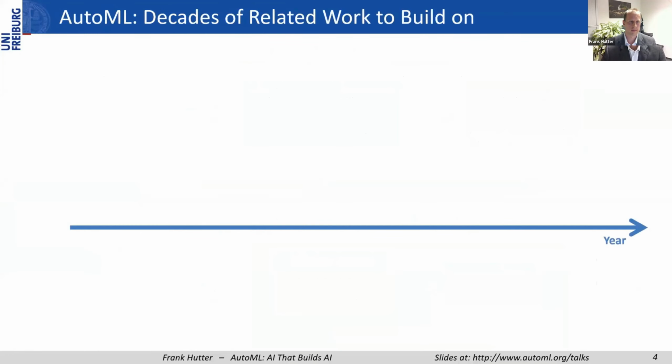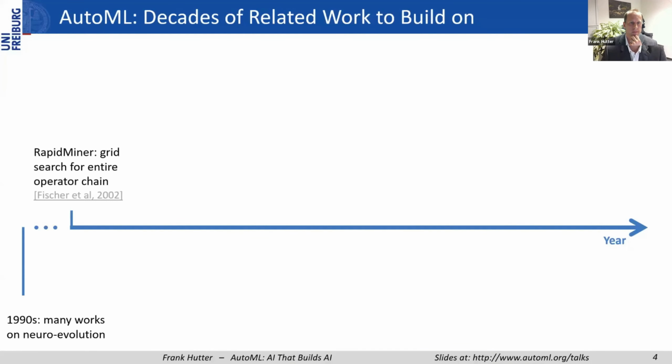Now, before we go into some current work on AutoML, I would like to acknowledge the decades of related work on AutoML that we have available to build on. So back in the 1990s, there were a lot of different works on neuroevolution, which are actually quite similar to some of the current neural architecture search methods.